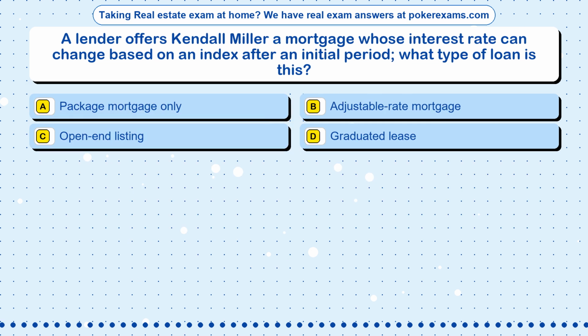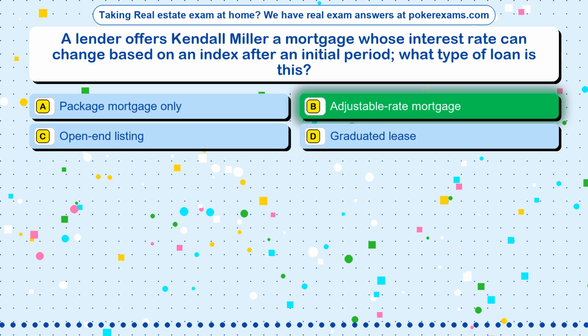Question 34. A lender offers Kendall Miller a mortgage whose interest rate can change based on an index after an initial period. What type of loan is this? Option A. Package mortgage only. Option B. Adjustable rate mortgage. Option C. Open-end listing. Option D. A graduated lease.